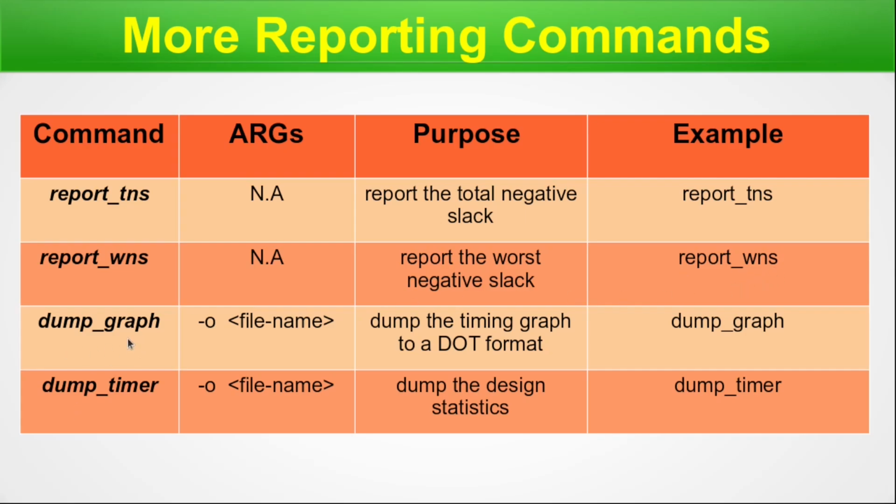And then we have dump_graph, then -o, then file name. It dumps the timing graph in a DOT format. And then dump_timer, then file name, dumps the design statistics and then the timer. So we will later on show the example, so don't worry. We are done with this particular slide, so let's move on.